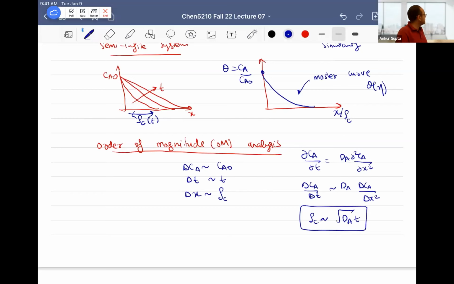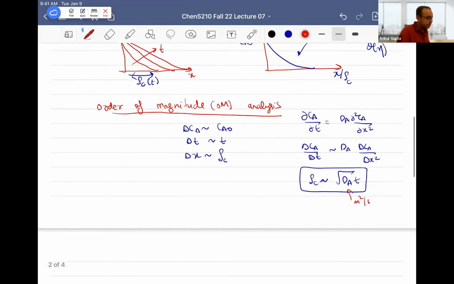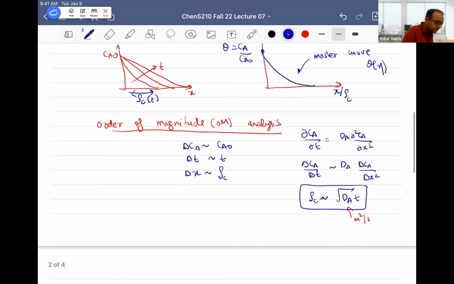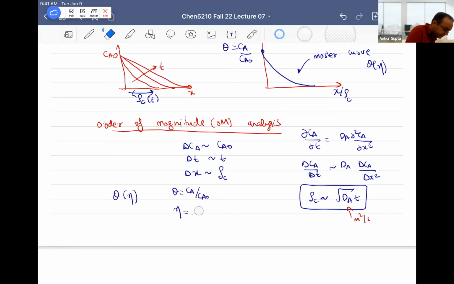If you like, you can check that DA is meter squared per second times time, so seconds cancel, and with the square root you get length back. So delta C has units of length, which makes sense because that's a boundary layer thickness. With this proposition, our idea is to define theta of eta, where theta is CA by CA naught, and eta is x by square root of DA t. That was our idea, and we want to go from CA of x comma t to theta of eta.